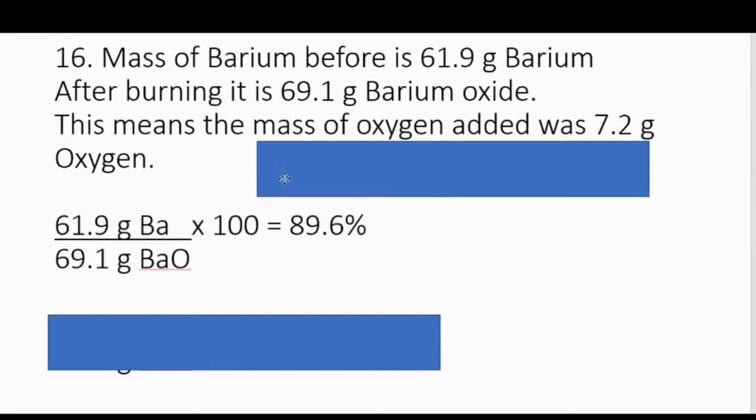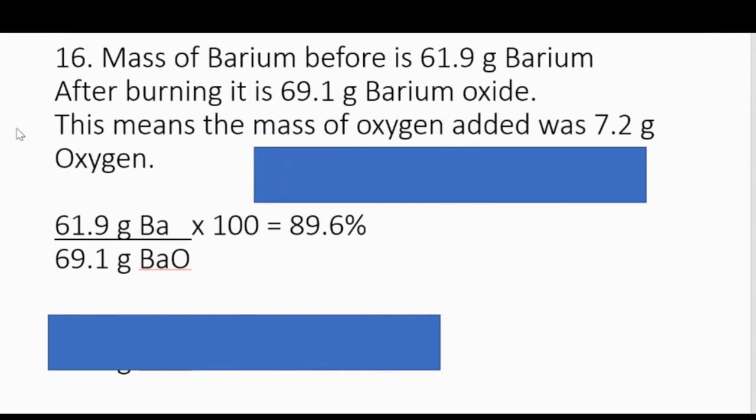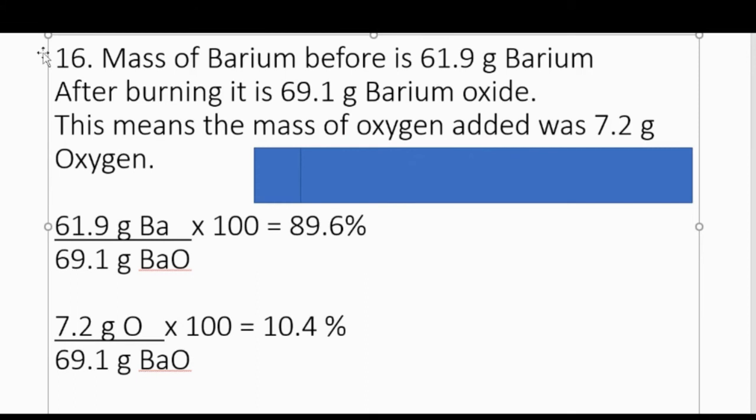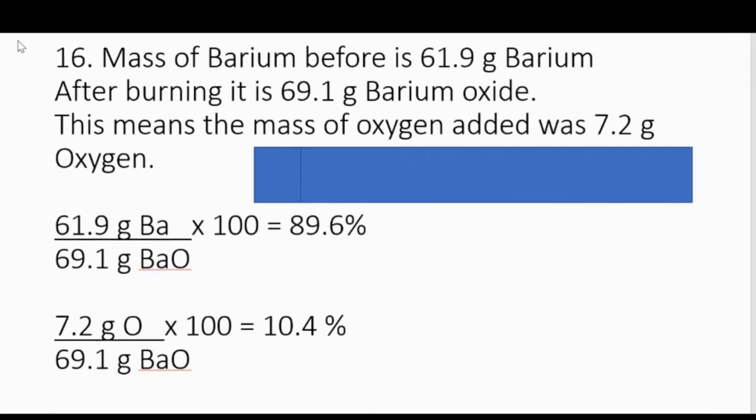So here's the percentage that is barium. It is the mass of the barium divided by the mass of the barium oxide. And here's the percentage that's oxygen. The mass of oxygen divided by the total mass. And again, I got these two percentages, but how did I get the mass of oxygen? I just subtracted the first two values to figure out how much more was oxygen.